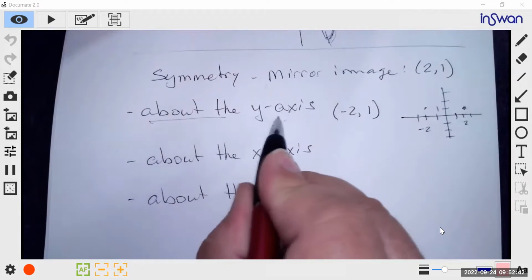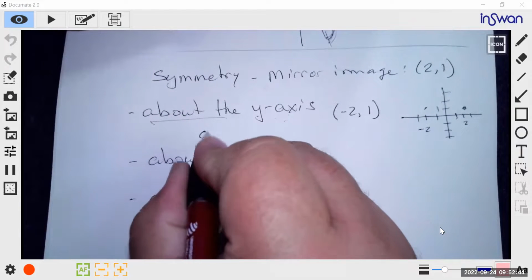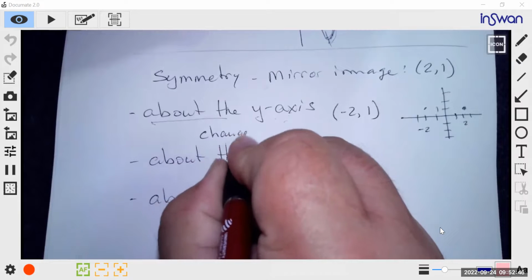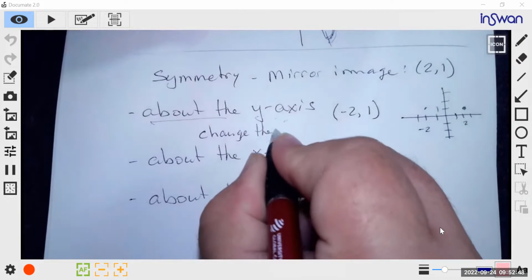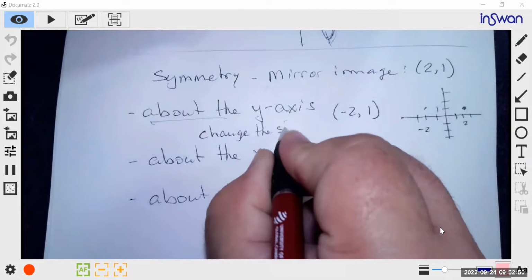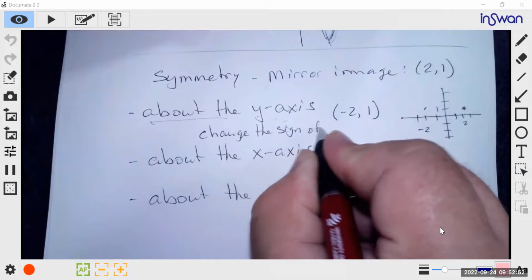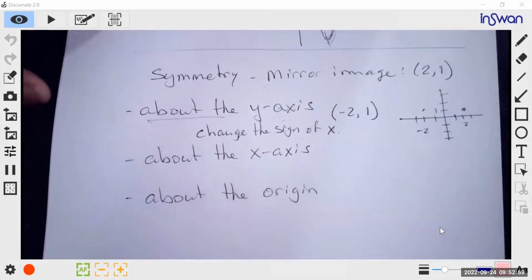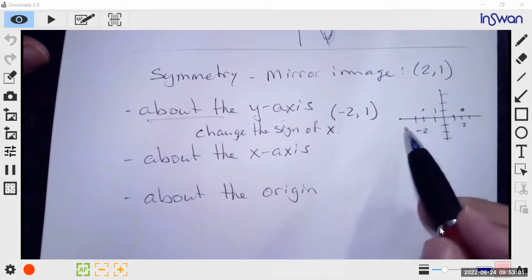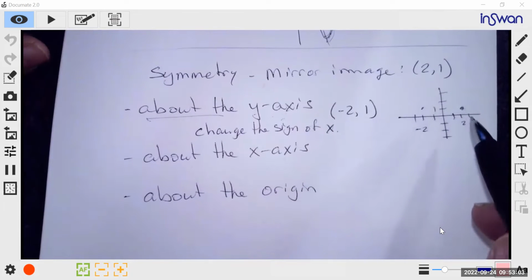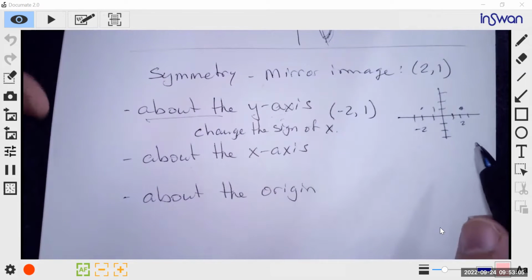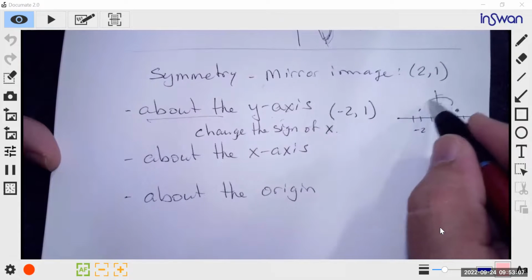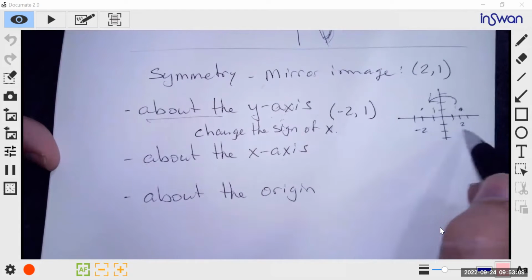Because when you flip across the y-axis, you change the sign of x. That's all it tells me. If it's moving horizontally, that's across the y-axis. So that's that one. The only thing that changes are the x values.